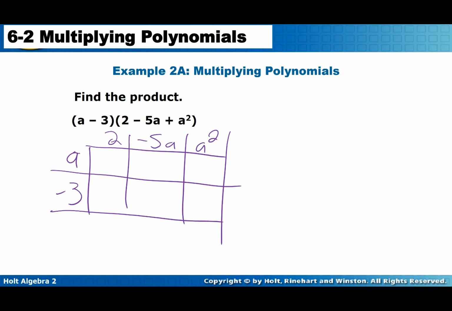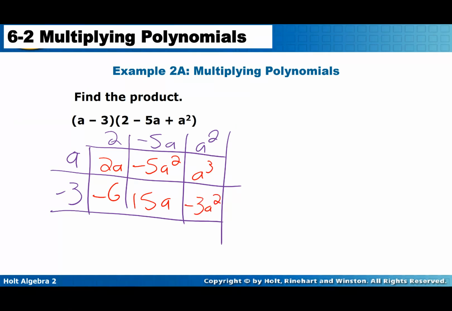And I'm just going to multiply out this table. So let me use a different color for emphasizing that. So I've got one polynomial on the left side and one polynomial on the top, and I'm just going to multiply to fill in all the gaps. So to fill in this gap here, I'm going to do 2 times a. So 2 times a is just 2a. For this gap here, it's -3 times 2, so that's -6. For this one, it's a times -5a, so -5a squared. This would be positive 15a. A and a squared would be a to the third, and then -3a to the second would be that one.